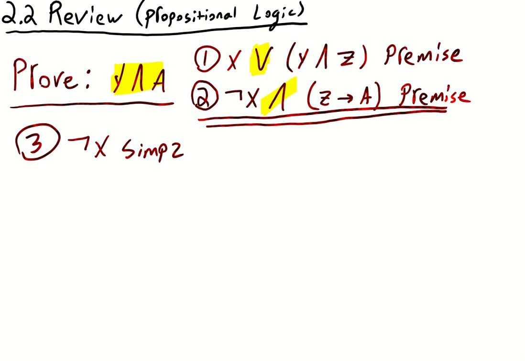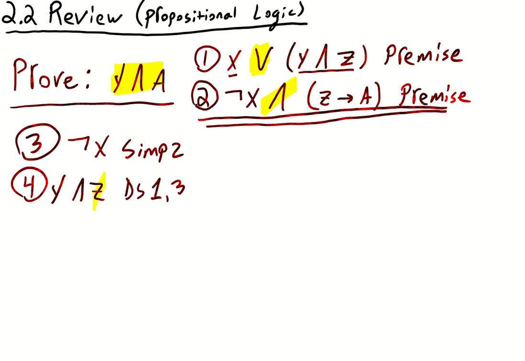Notice that line 1 we have a disjunction, x or parentheses y and z, close parentheses. But we know x is not the case, so y and z must be the case by the disjunctive syllogism. Sometimes it's called modus tollens ponens. So we can get y and z by our disjunctive syllogism with lines 1 and 3. Since x is not the case, y and z must be the case.